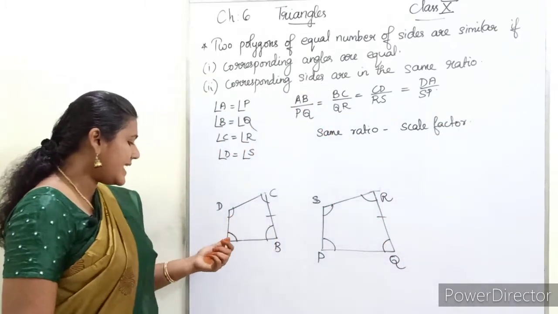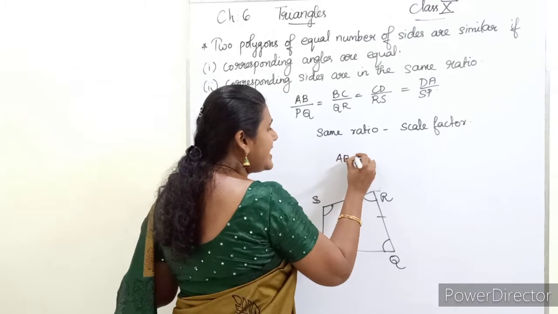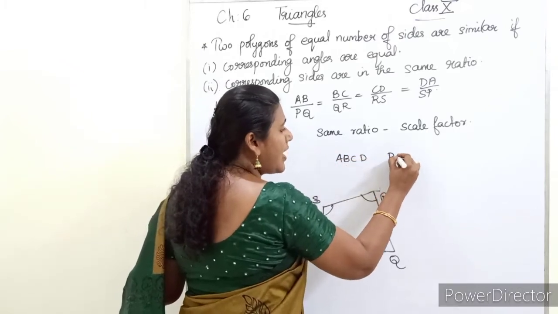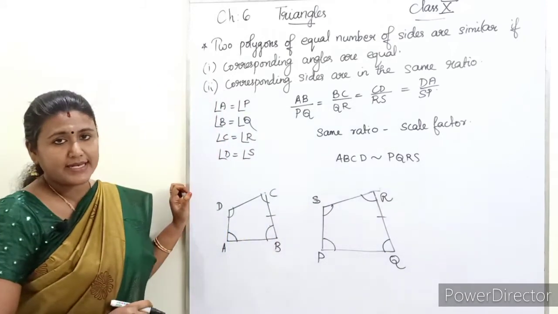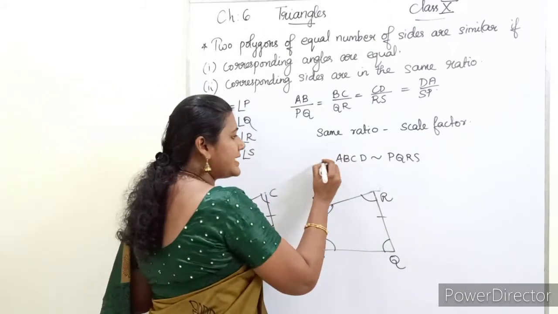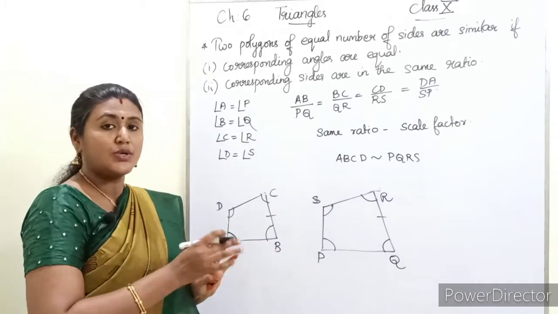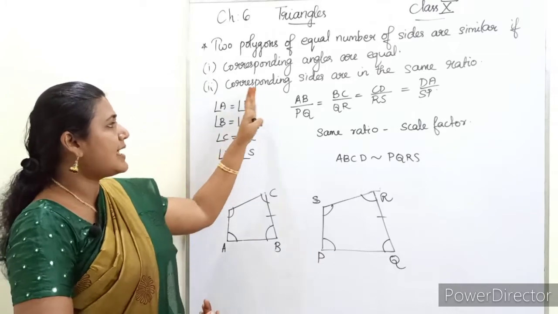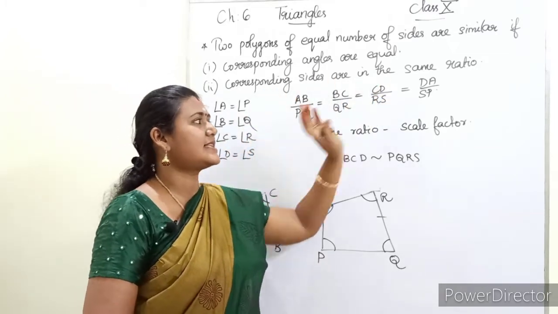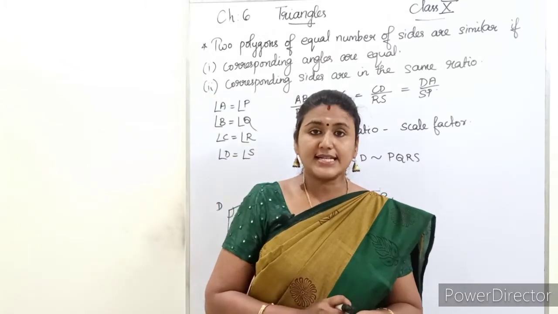Okay, so we can say that quadrilateral ABCD is similar to PQRS. This is the symbol used to denote similarity. So quadrilateral ABCD is similar to quadrilateral PQRS. We can say two quadrilaterals are similar if the corresponding angles are equal and the corresponding sides are in the same ratio, and then we can say that the two polygons are similar.